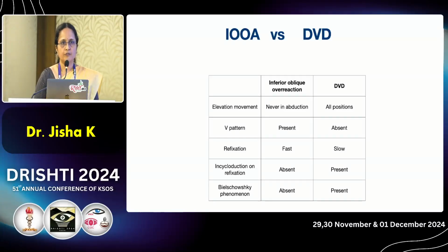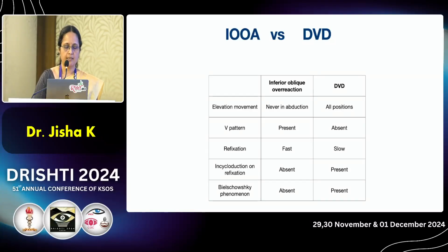And you have to closely observe the refixation movement, which is a sudden or fast movement in inferior oblique overaction, whereas for DVD it is a very slow movement. And you might observe on refixation that the encyclotorsion movement may be observed.